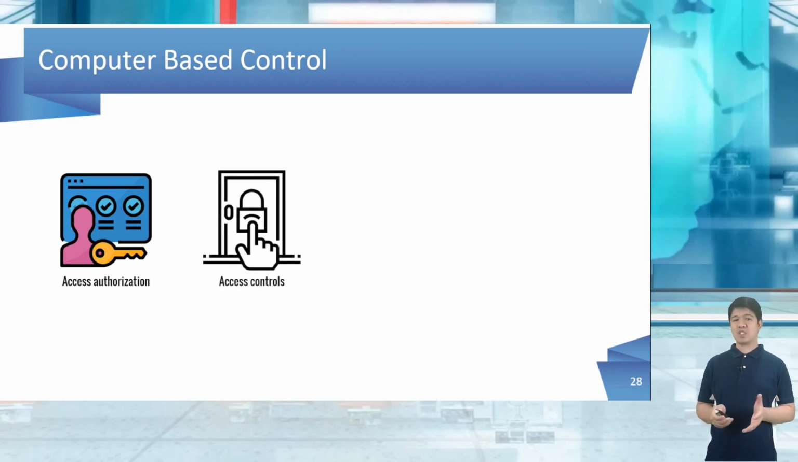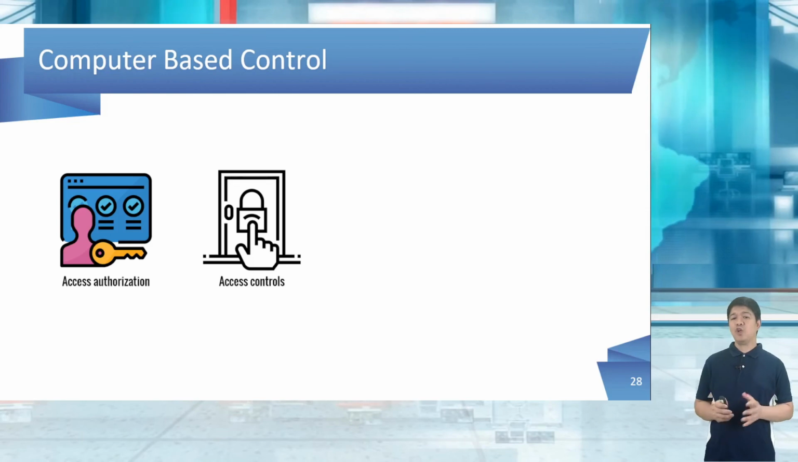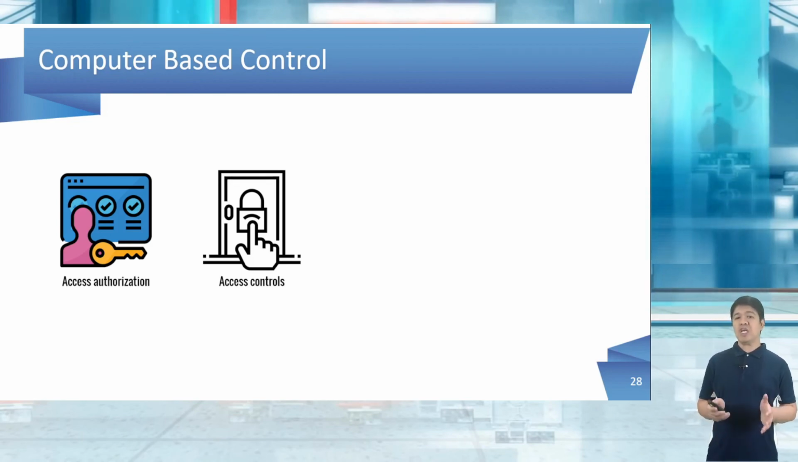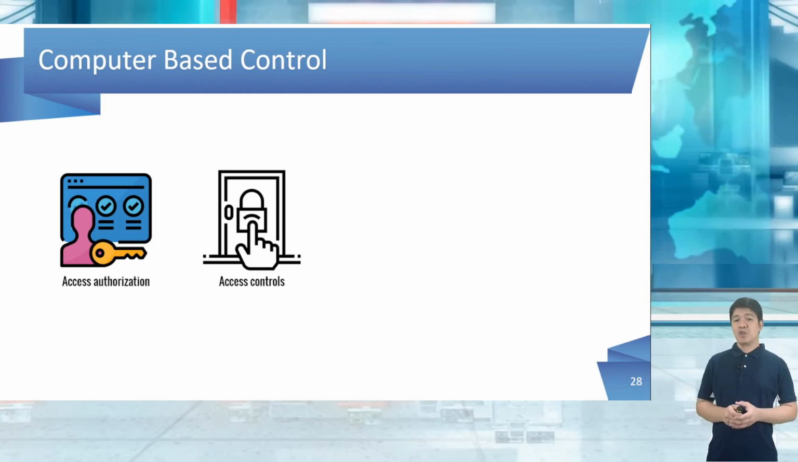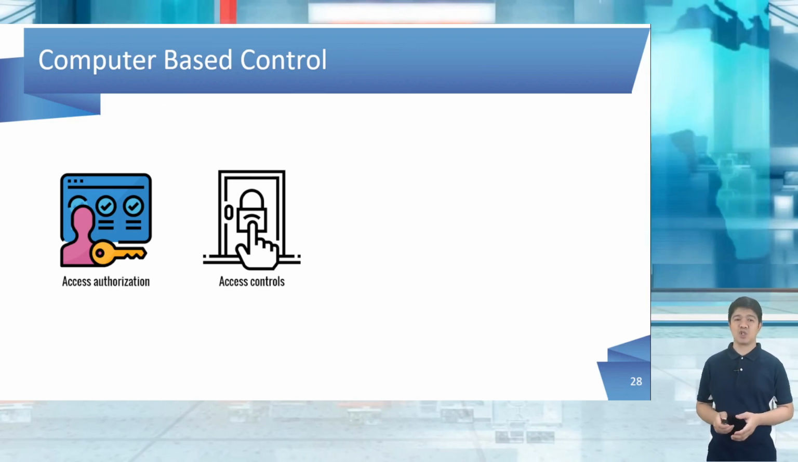We also have access control. It is a security technique that regulates who or what can view or use resources in a computing environment. It is a fundamental concept in security that minimizes risk to the business or organization. There are two types of access control: we have the physical and the logical access control.